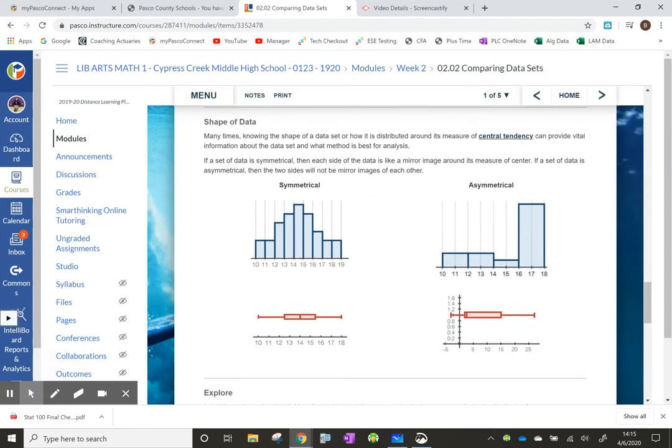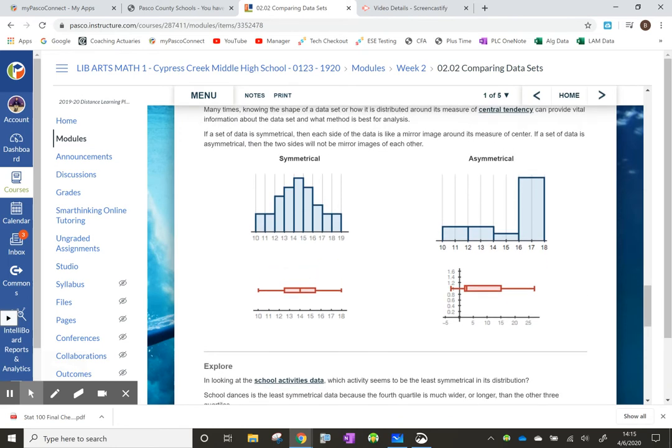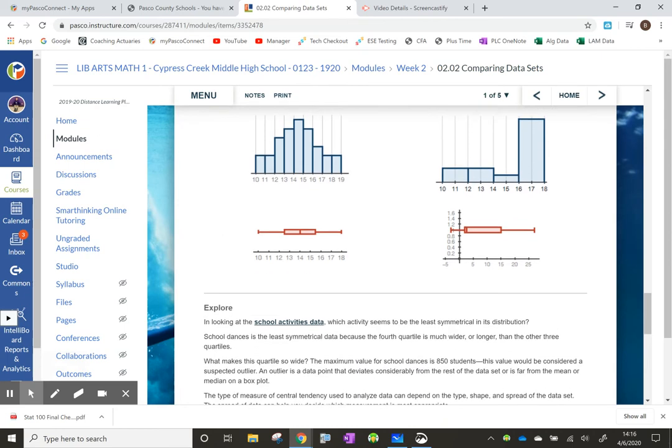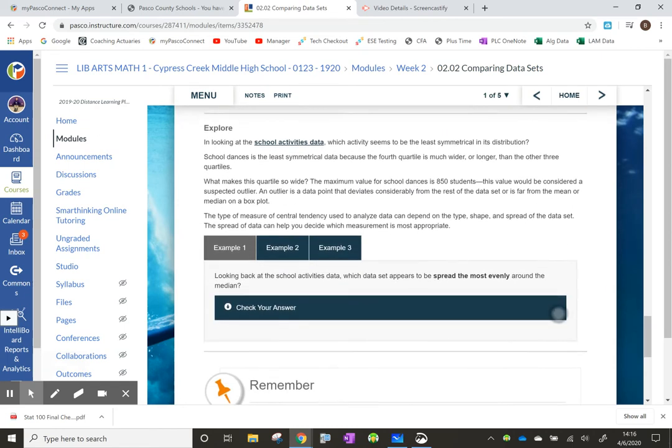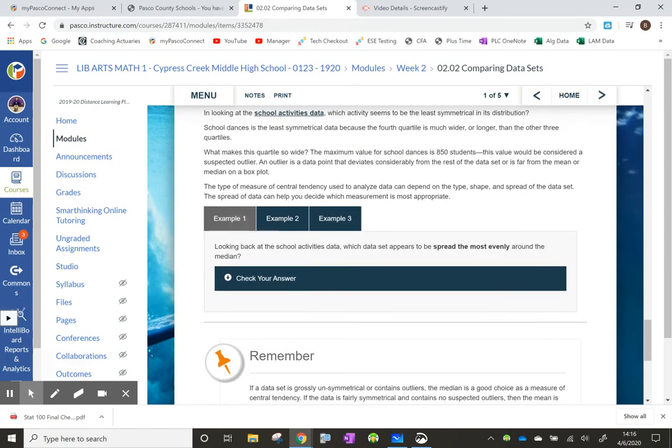Shape of data, I think this is pretty self-explanatory. Symmetrical versus asymmetrical. Obviously, you can see for the bar graphs, the symmetrical bar graph is very symmetrical. The asymmetrical one has a big bar on the right side. With the box plot, you can see the box plot very symmetrical, and then a very not symmetrical box plot there on the right. Okay, because of how spread out everything is.